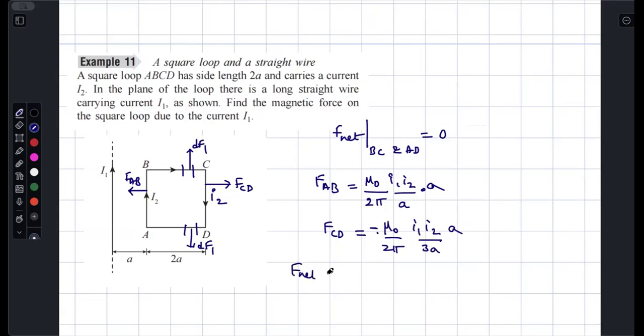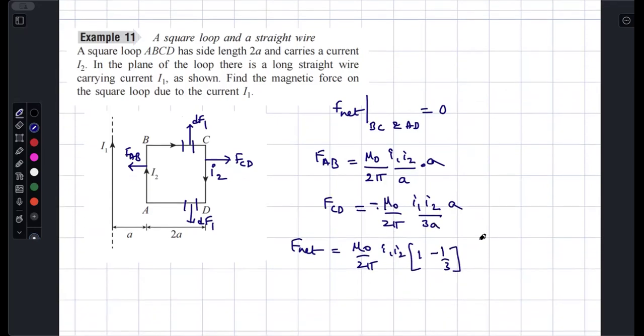So F net is mu naught by 2 pi I1 I2 times 1 minus 1 by 3. So what is this force finally? Mu naught by 3 pi I1 I2. That is the force. And the net force is literally leftwards. This net force is leftwards. Means otherwise, as a whole, the coil is moving leftwards.